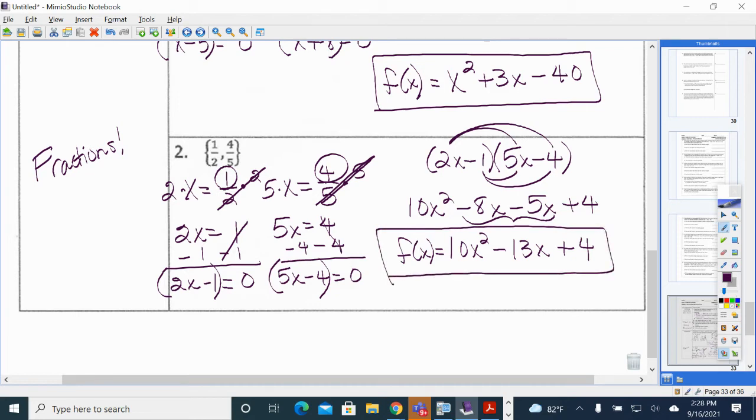Again, y'all, you should be writing an equation. In past years, I have had students leave it 10x squared minus 13x plus 4 in an answer blank. And that's not okay. That is not an equation. That is what we call an expression. So you need to have an f of x on it, and at the very least, a 0 equals 0. Because again, you are creating that equation.